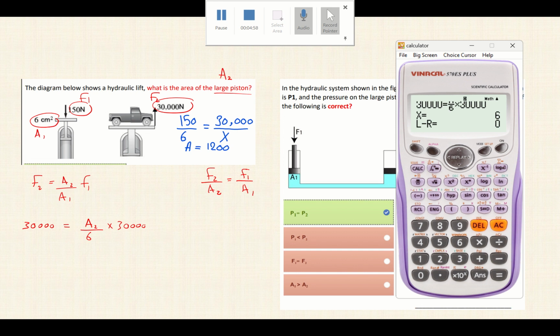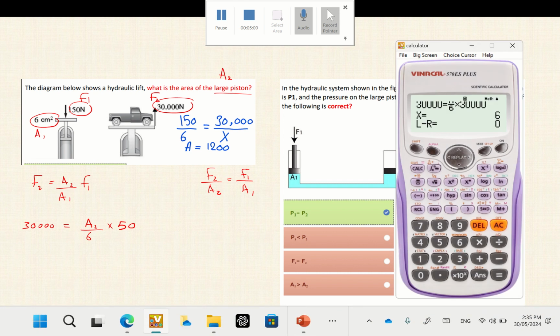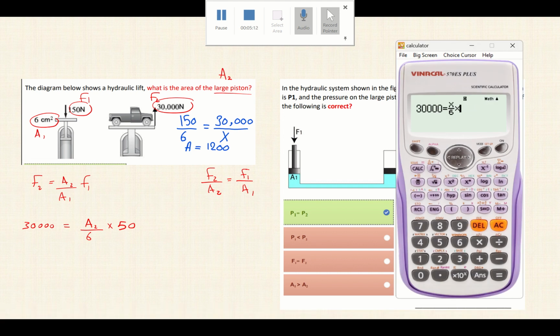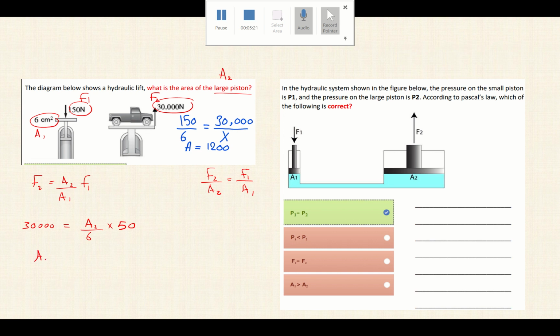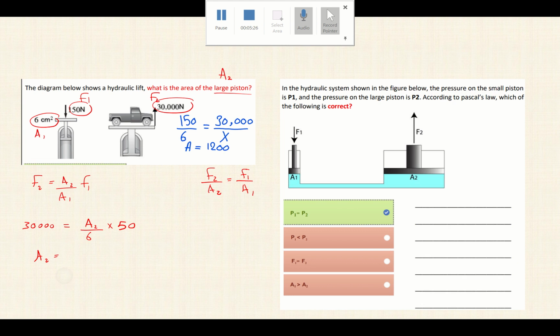Oh, one minute. Here we made a mistake. The force F1 is 50 newtons. Using the calculator again, we're going to fix that, put 50, which is the force on the smaller piston. Shift, calc, and equal. That's going to give you A2 of 3,600 centimeters squared. You can turn it into meters squared by dividing over 10,000.